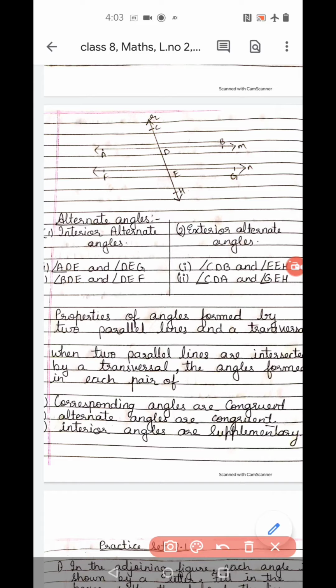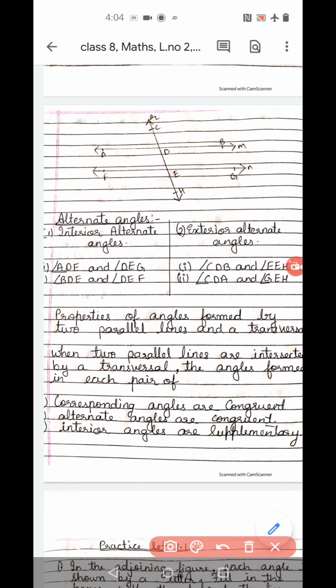Now next is alternate angles. It is very easy to find alternate angles if you draw a Z shape. For example, I have drawn a Z shape over here. This angle inside and this angle inside, on both the sides, are alternate angles. You can see ADE and DEG. This is one pair of alternate angles, and next is BDE and DEF. This is another pair of alternate angles.